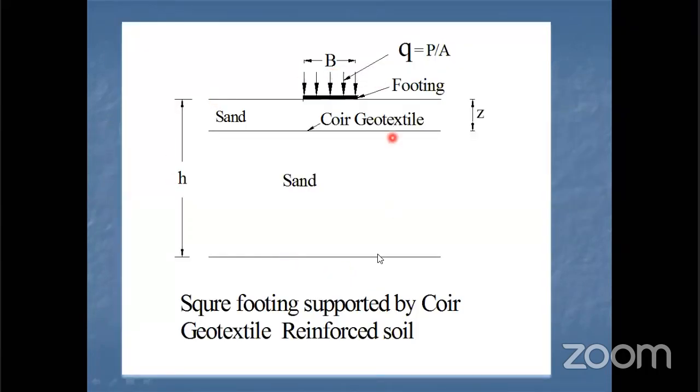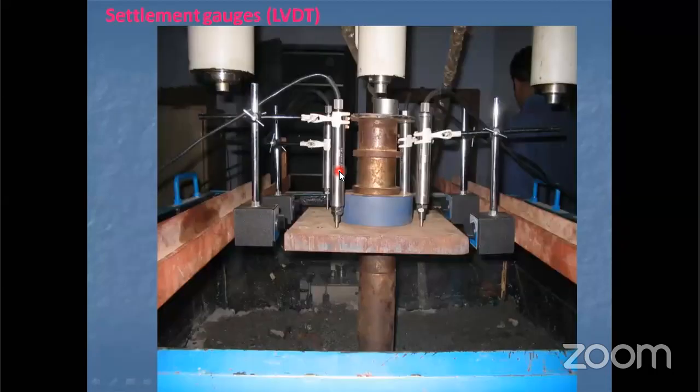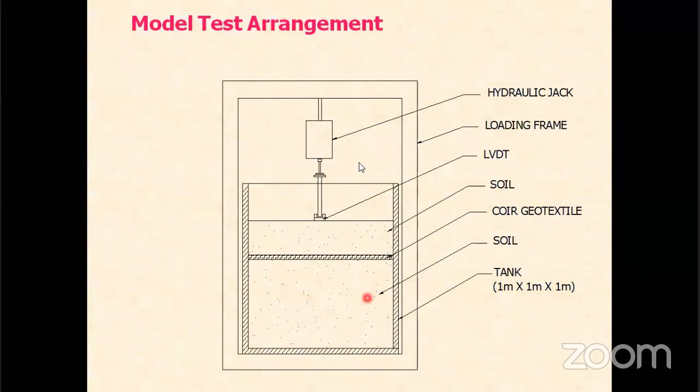This is a test section, a square footing supported by a coir geotextile reinforced soil bed. This is the test setup, the model test arrangement. We conducted tests in a 1 meter by 1 meter tank, where geotextiles were placed at various positions, and we did the experiment. We use an LVDT for measuring the settlement, and a hydraulic jack is used to apply the load over it.